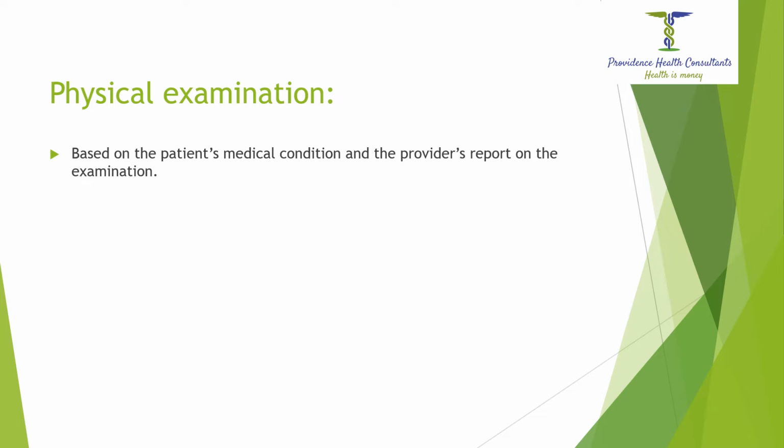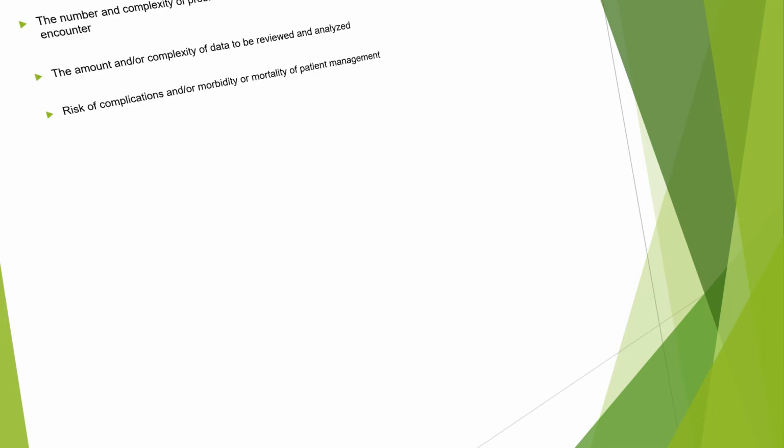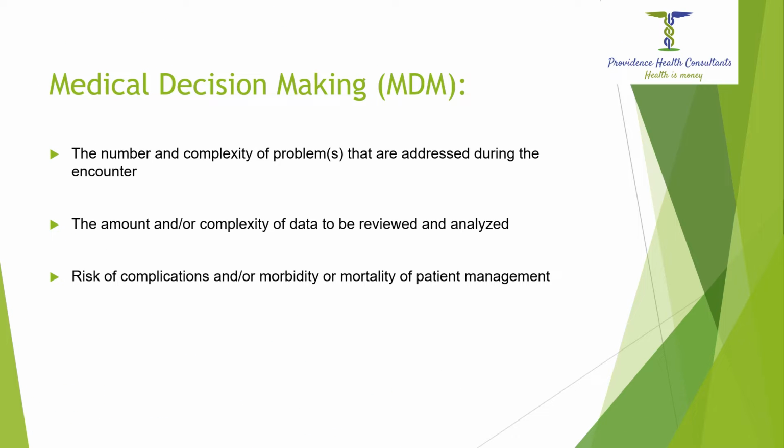And the physical examination is where the provider examines the patient and documents in the medical record. So based on the documentation, we are able to get the level. And here comes the main category of E&M level. This is the MDM, which we say is medical decision making.